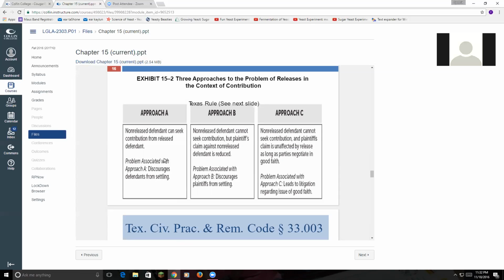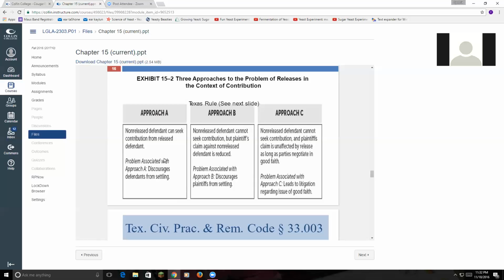Now, the argument for this one is that it could discourage Louise from settling. But that's not really true the way we do it in Texas, because the percentage isn't what the parties agree to. It isn't what Louise and David agree to, but it's what the jury finds. And the jury might find very different numbers than what David and Louise anticipated the jury would find, or what is written up in the release.